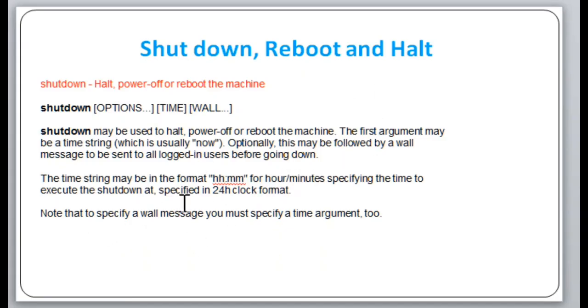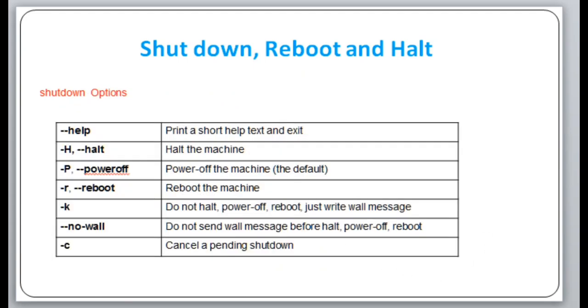The time string may be in the format hours:minutes, and you're doing that to specify the time to execute the shutdown at. It's in a 24-hour clock, so if you want 2 o'clock in the afternoon, it would be 14 instead of just 2. And guys, note that in order to specify a wall message, you must specify a time argument too. Let's take a look at a couple of the options here for shutdown.